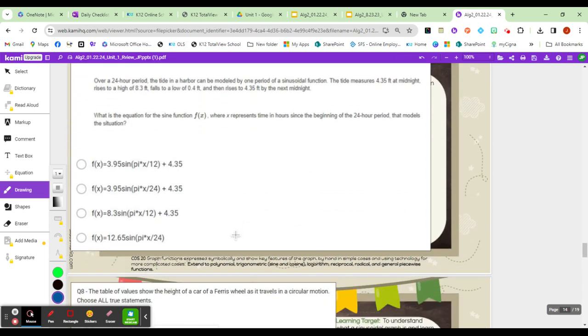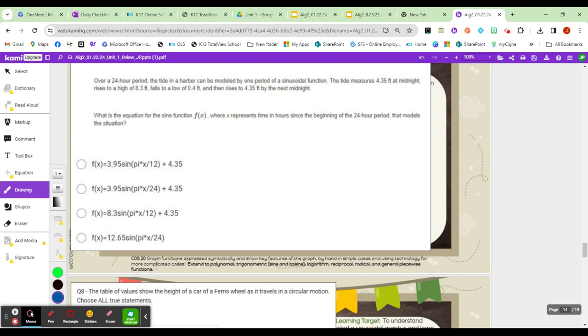Number 7, over a 24-hour period in a harbor tide could be modeled by one period of a sinusoidal function. This tide measures 4.35 feet at midnight, rises to a height of 8.3 feet, and then falls to a low of 0.4. And then it rises to 4.3 feet by the next midnight. What is the equation for this function? They're telling you it is sine, where x represents time since the beginning of the 24-hour period.